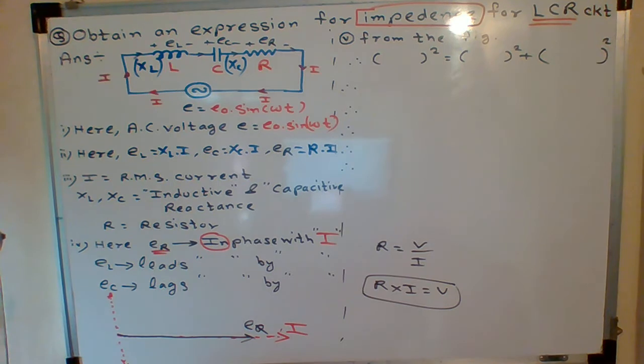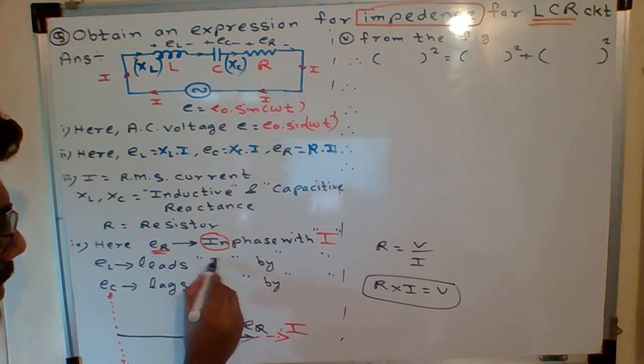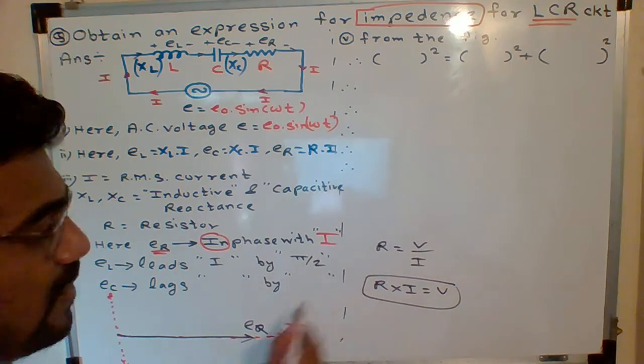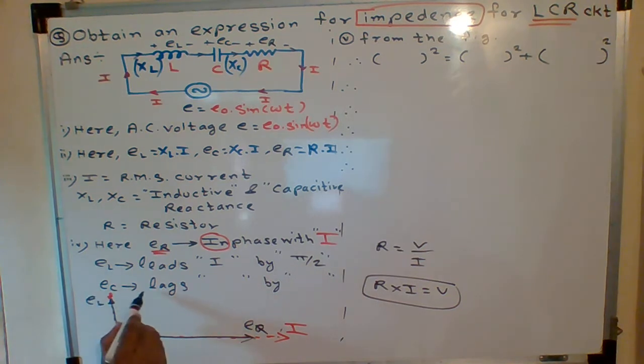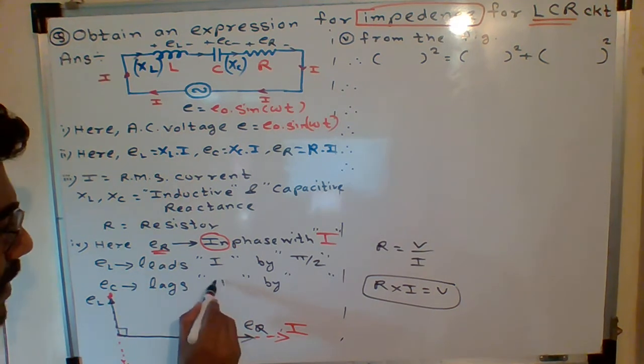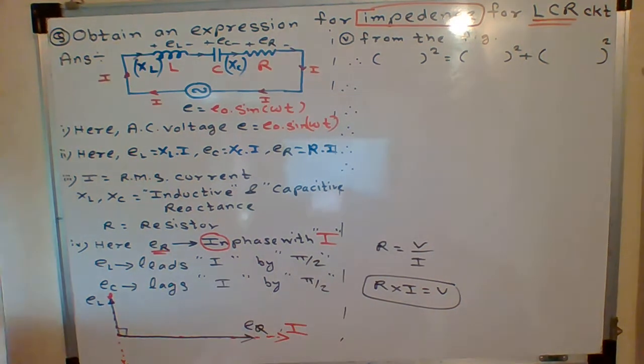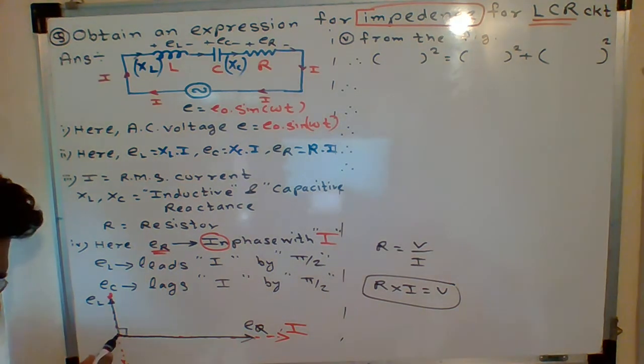But what about the inductor? If you remember, in an inductor the current lags, so EL leads. EL leads current by how much angle? You know that: pi by 2. So students, here I will draw EL. EL leads current by 90 degrees. And last one, EC for the capacitive circuit. Current leads but voltage lags. Voltage lags current by pi by 2. So students, here I will draw EC downward.